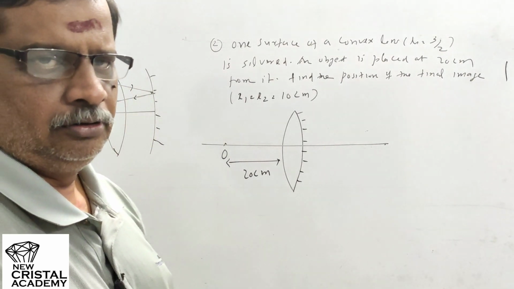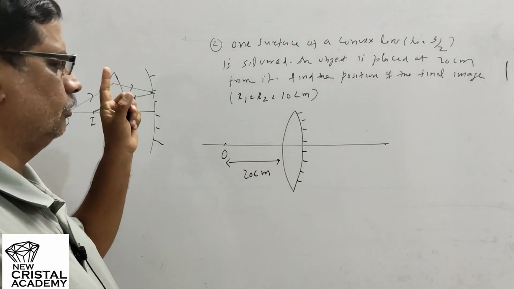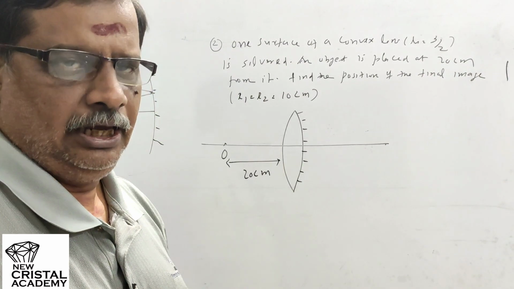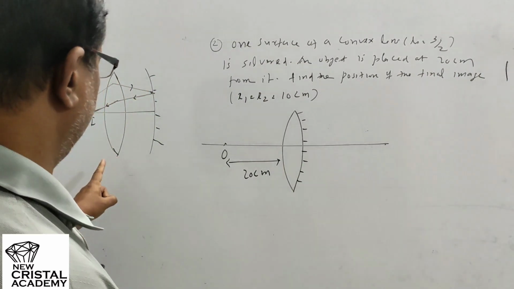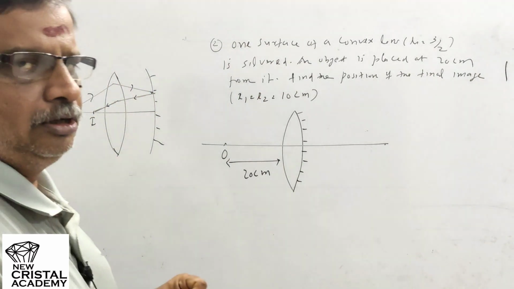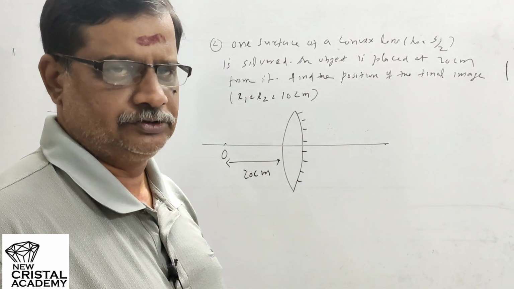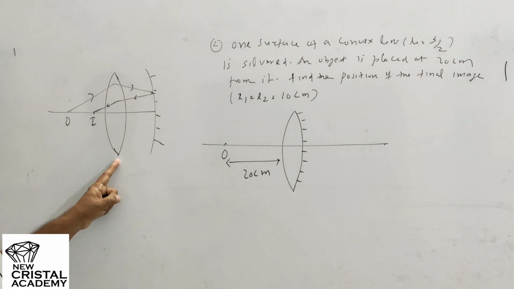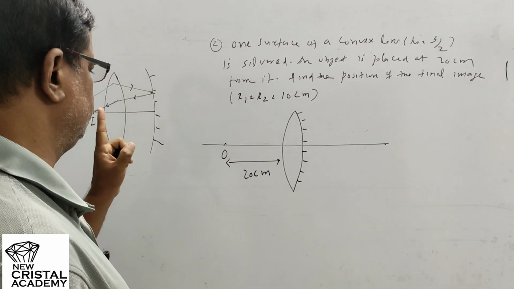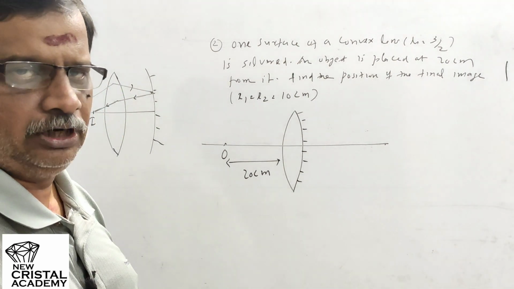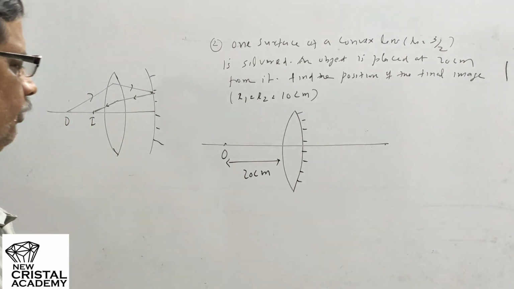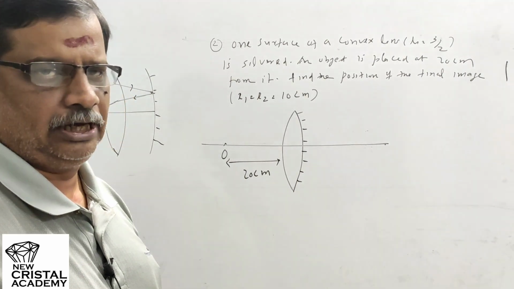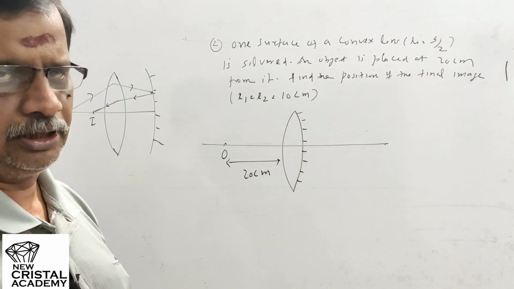In order to find the position of the final image, we first have to find the effective focal length of this combination. Then, using the formula, we can calculate the position of the final image. But first of all, our objective is to find the effective focal length of this combination. Now how can we find it? We know how to calculate the focal length of the lens and also of the mirror.